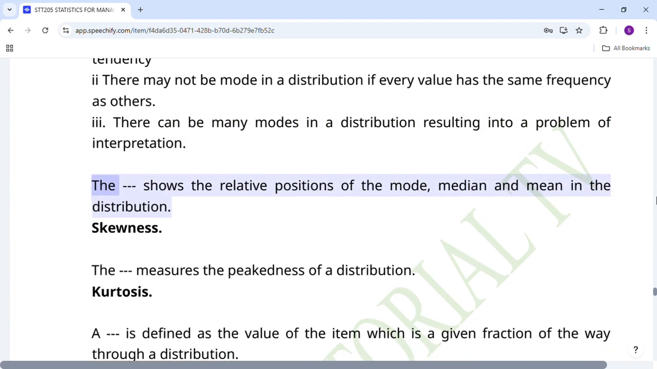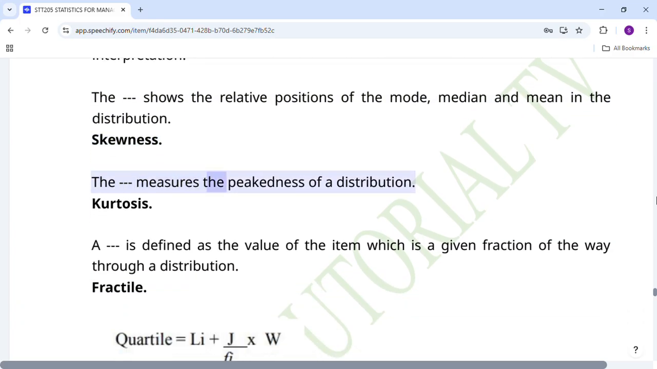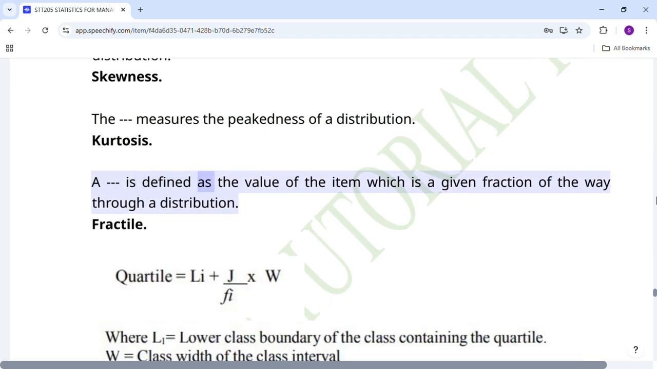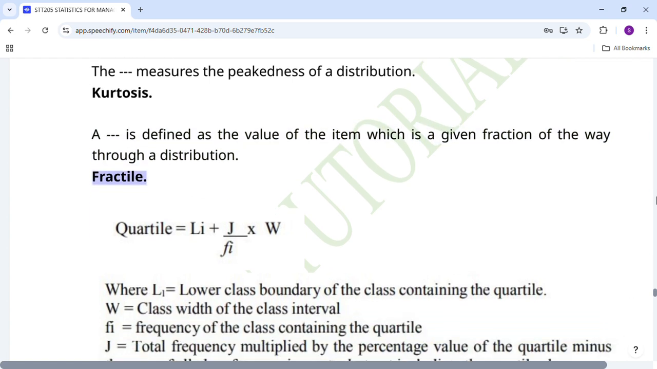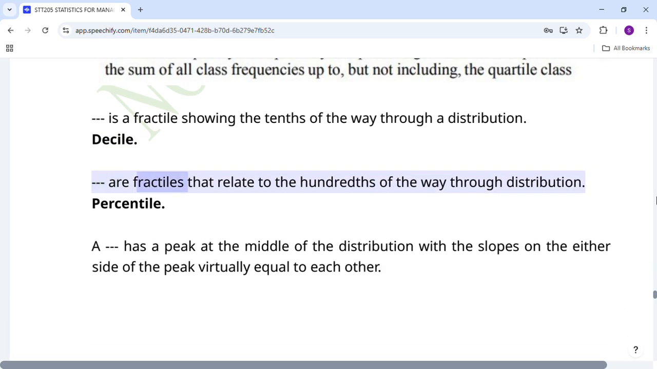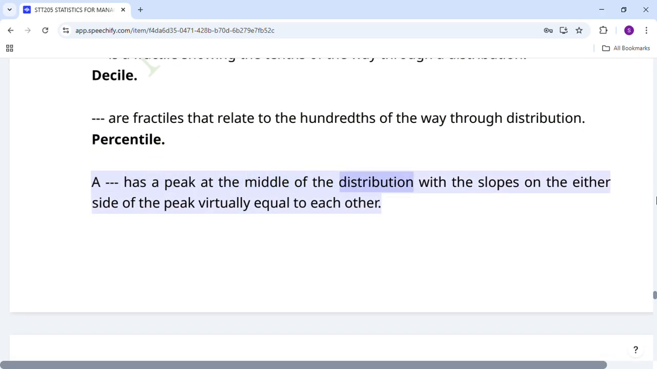Skewness shows the relative positions of the mode, median and mean in the distribution. Kurtosis measures the peakedness of a distribution. A quantile is defined as the value of the item which is a given fraction of the way through a distribution. Decile: deciles are quantiles showing the tenths of the way through a distribution. Percentile: percentiles are quantiles that relate to the hundredths of the way through a distribution. Symmetry: a symmetric distribution has a peak at the middle of the distribution with the slopes on either side of the peak virtually equal to each other.